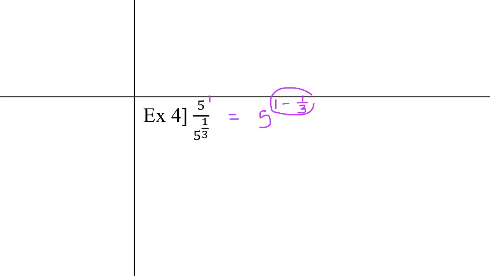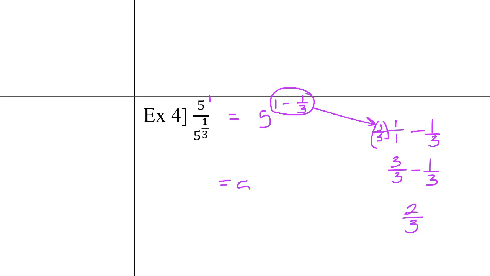So I'm going to do this subtraction on the side. 1/1 minus 1/3. I need a common denominator, so I'm going to multiply by 3/3. So this becomes 3/3 minus 1/3. 3 minus 1 makes this 2/3. So what this division turns into is 5 to the 2/3 power.